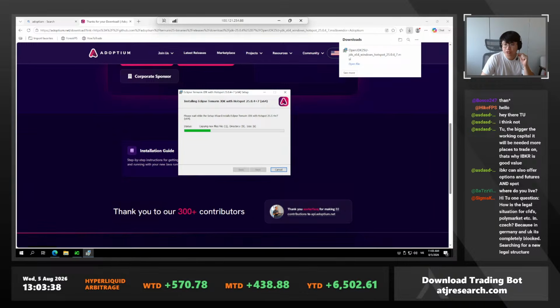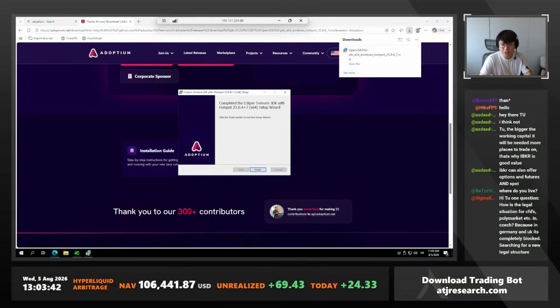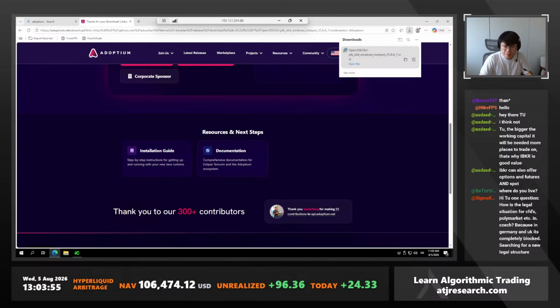IB currently offers options and futures and spot. Yeah, that's true. So they're multi-asset, right? We can trade options, futures and spot, and ETFs and stocks, and all these others. It supports connection to multiple exchanges, whereas Hyperliquid is just one single exchange. So that's definitely an advantage.